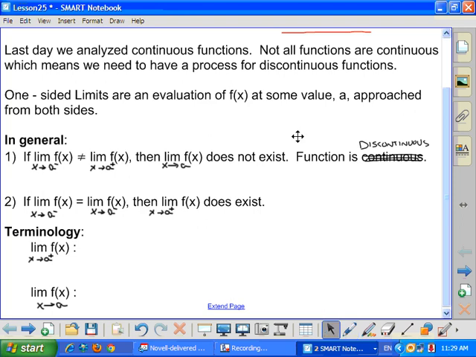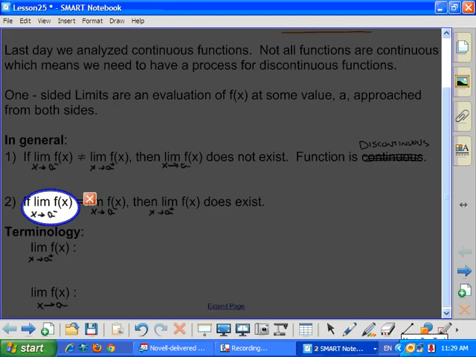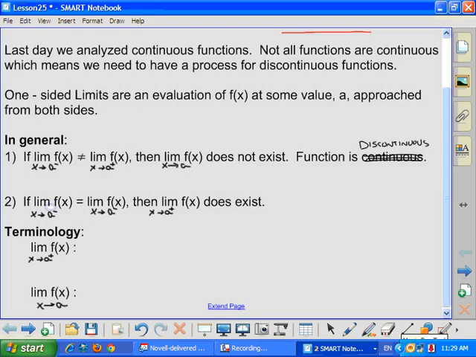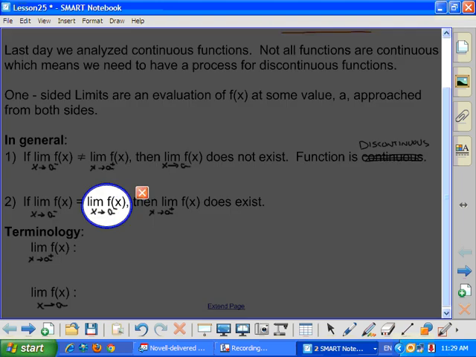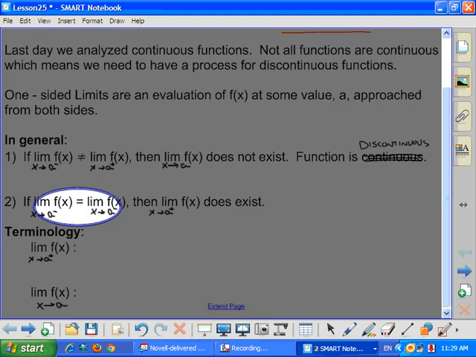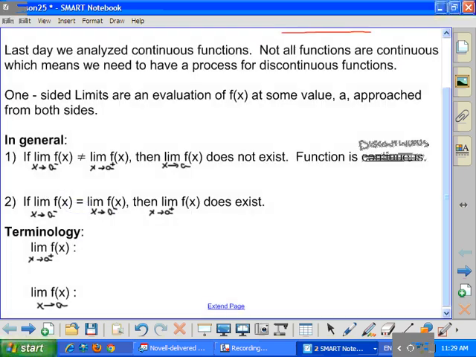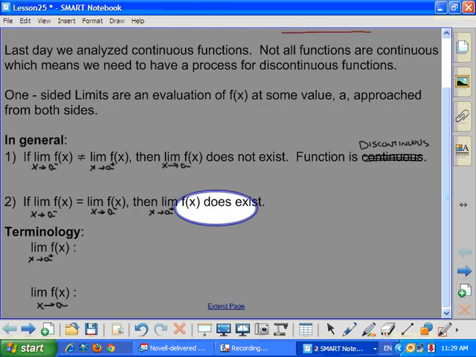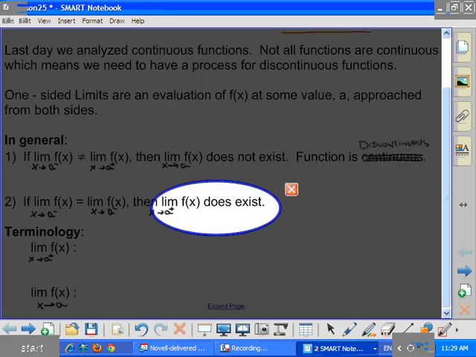For the second one then, if the limit coming in from the left side, so again it's the same thing, we're approaching 2 from the left side, so 1.5, 1.6, so we're sneaking up on 2, and then we sneak up on it from the other way, coming in from 3. If we find that they're equal to each other, it's the same value, then the limit does exist. So our limit does exist.